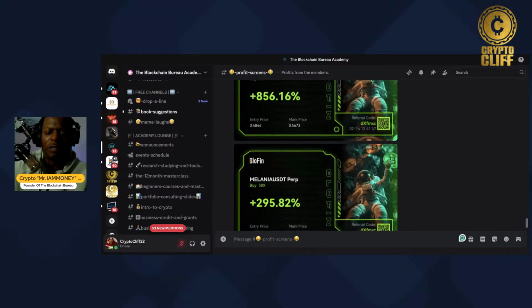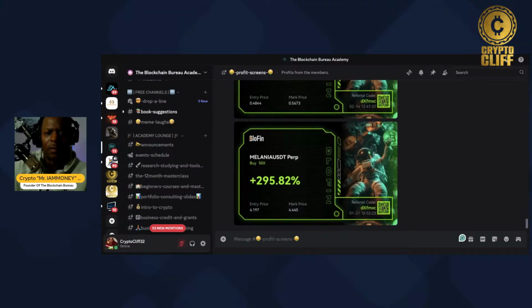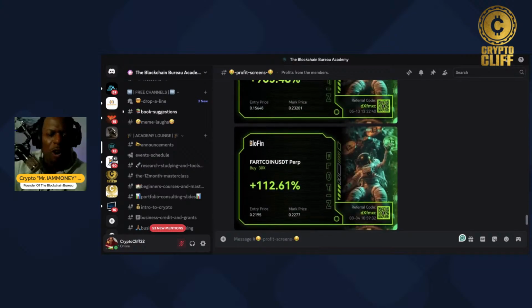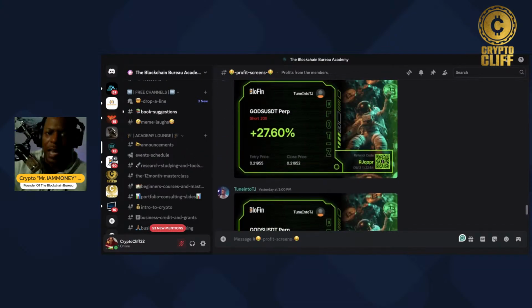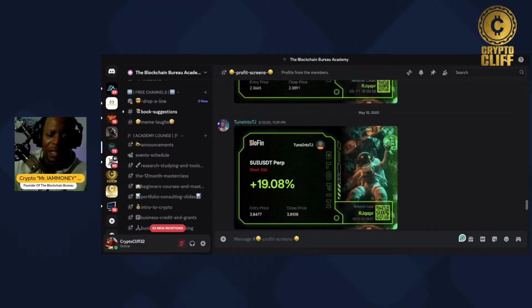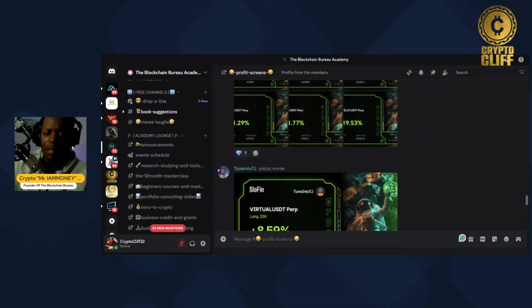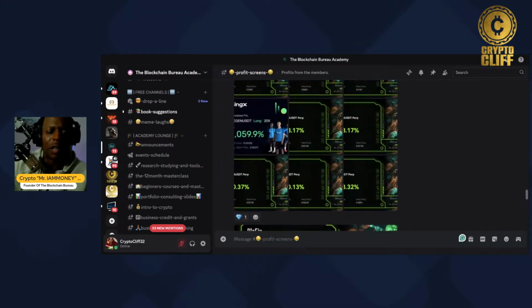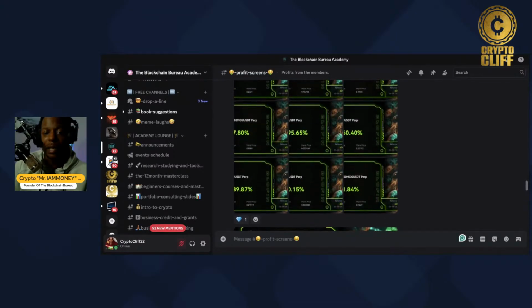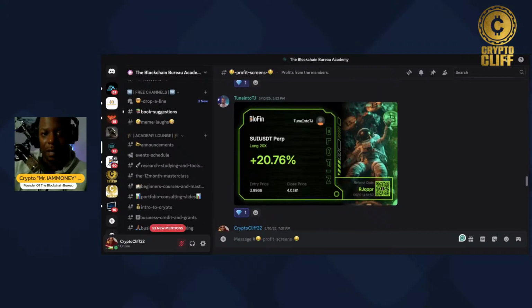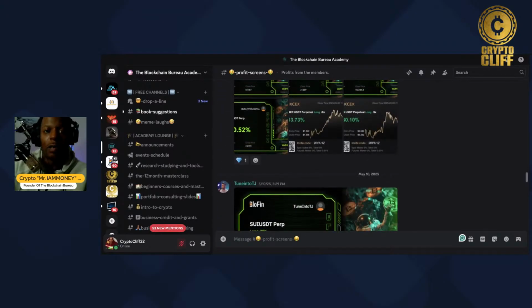Look at this one, 295% profit gain. And I can scroll up all day long and show you profit gain after profit gain after profit gain. And this is not just me. This is also the BBA coaches, the BBA students. This is what we're doing on a consistent basis daily. Daily, not monthly, not weekly, but daily. This is what we do.